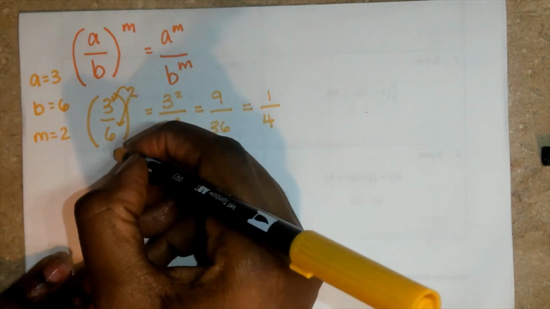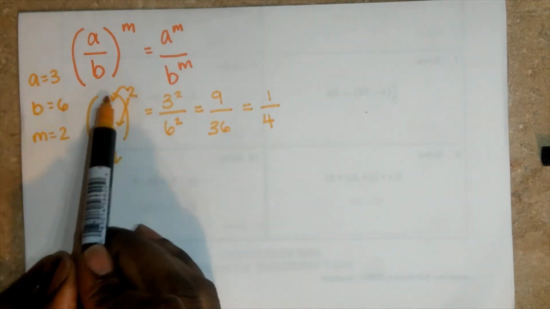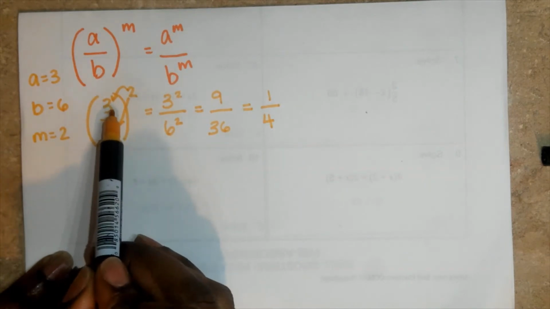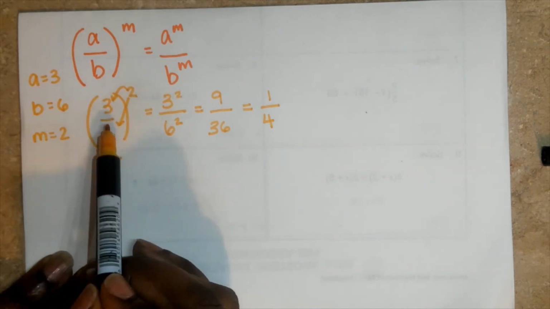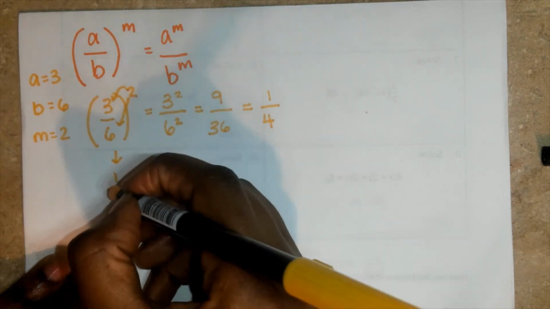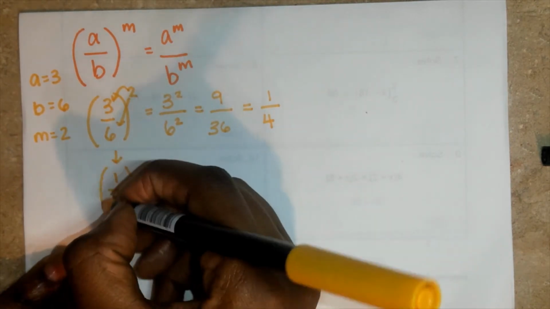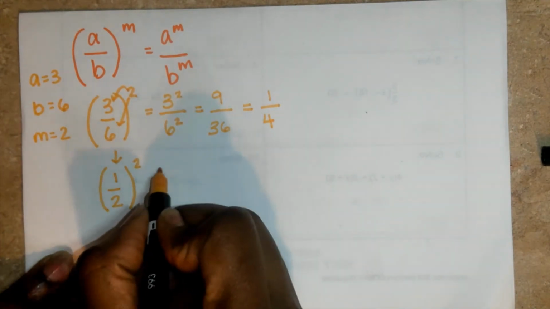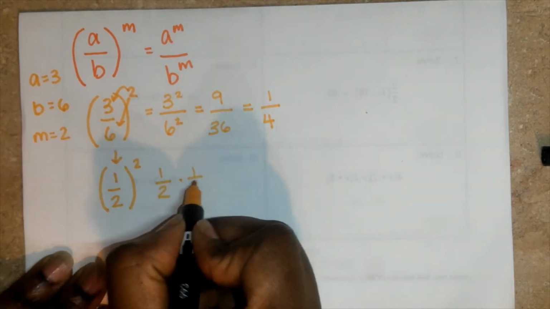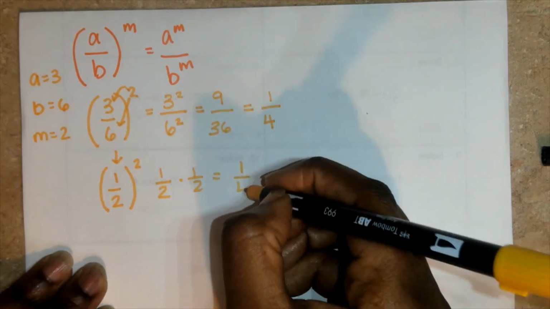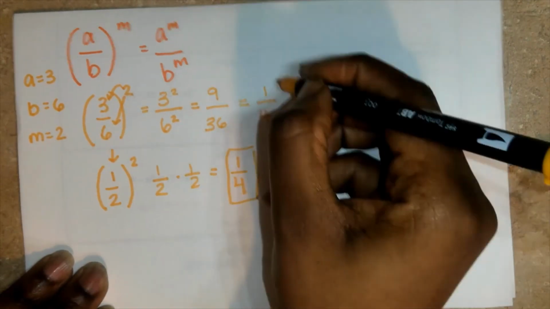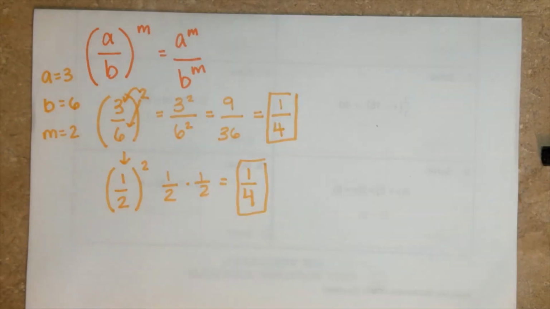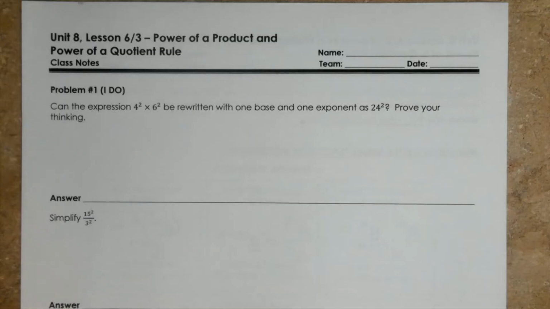And if I decide I'm going to simplify what's inside of the parentheses first, 3 divided by 6 is 1/2. And I would have to keep that exponent, because that says 1/2 squared, which is 1/2 times 1/2, which is 1 over 4. So here is an example of why the power of a quotient property works. Now let's get into our mini lesson.